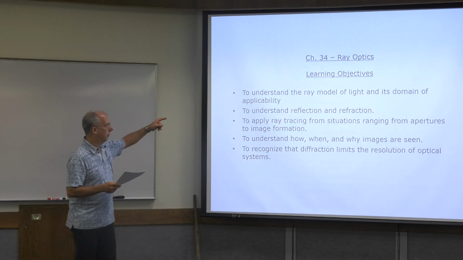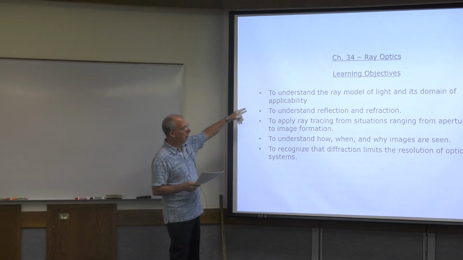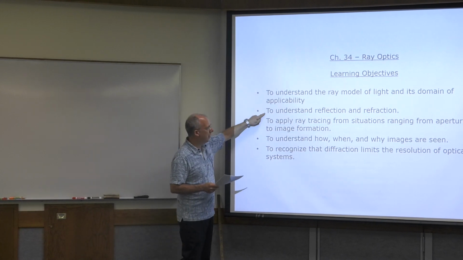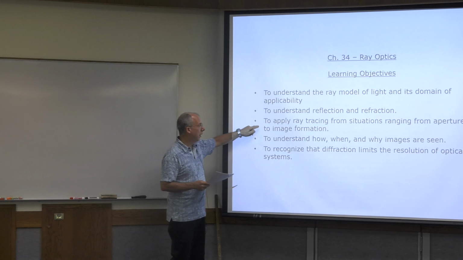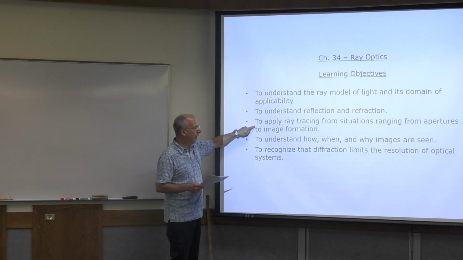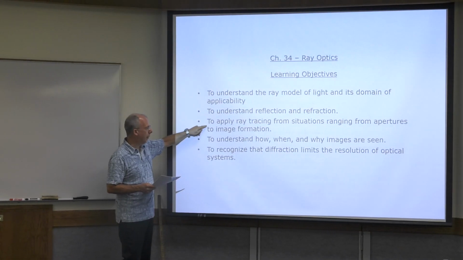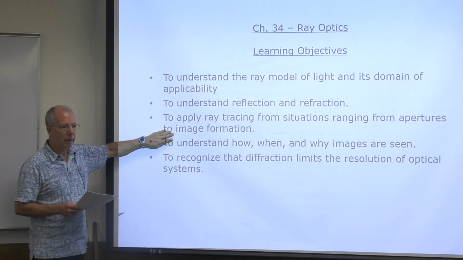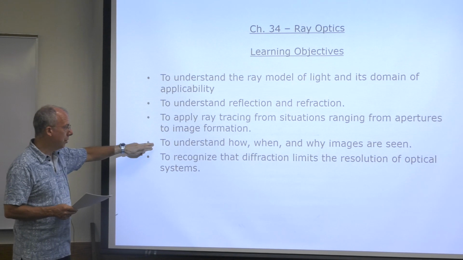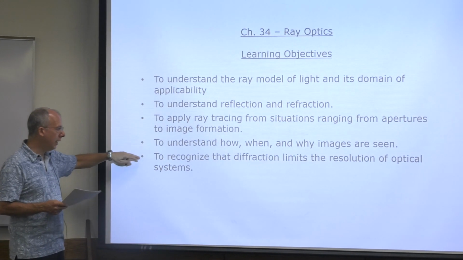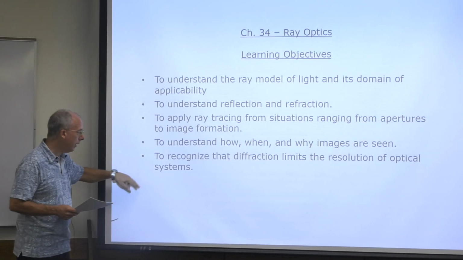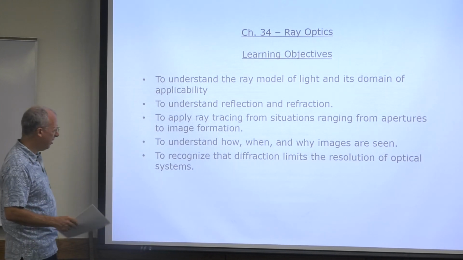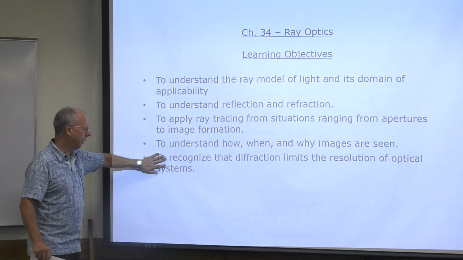So here are the objectives: to understand the ray model of light in its domain of applicability, to understand reflection and refraction, to apply ray tracing from situations ranging from apertures to image formation. We'll be doing a lot of drawings. It's probably best if you have some graph paper. To understand how, when, and why images are seen, to recognize that diffraction limits the resolution of optical systems. We already did that. I think that's wrong.